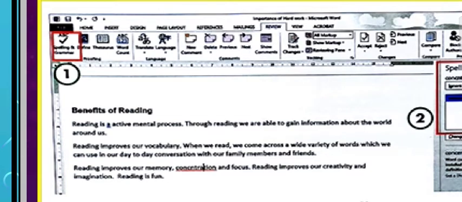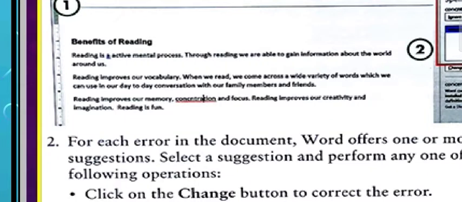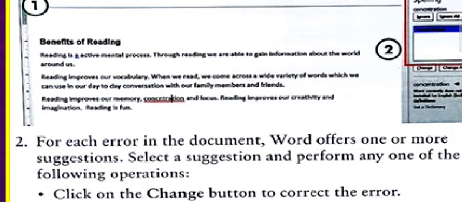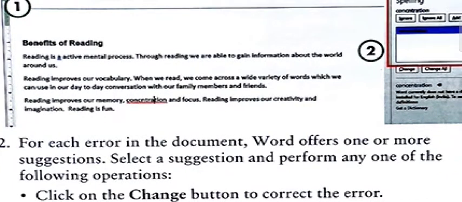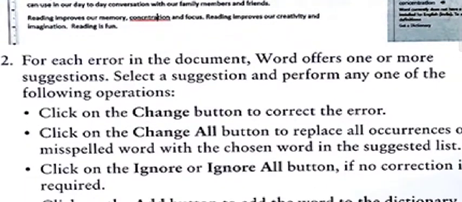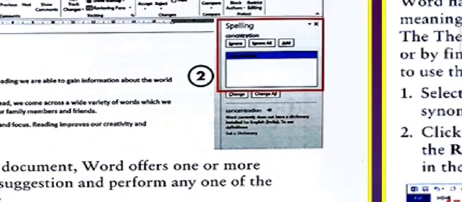Now the next step is, for each error in a document, Word offers one or more suggestions. Select a suggestion and perform any one of the following operations. So first, click on the change button to correct the error. Here you can see this is the spelling window. And step number 2 is here, the change and change all options at the bottom of this window.